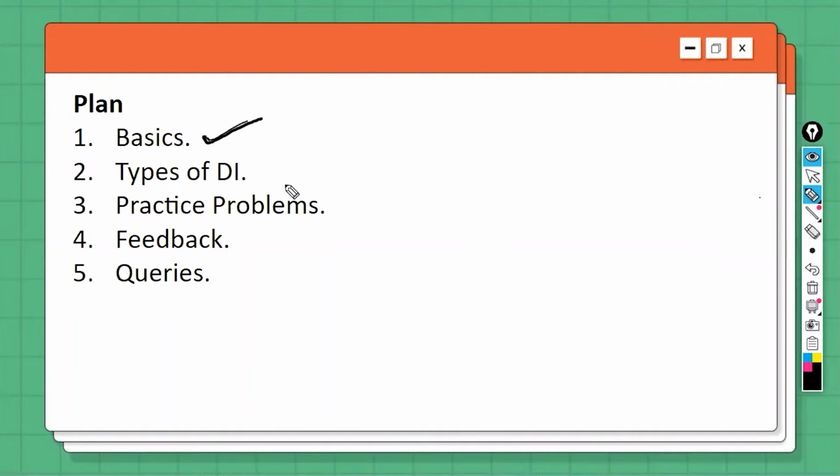What are the things needed? What is data interpretation? What are the things needed to solve data interpretation quickly? All that. The different types of DI is the second part of today's session.